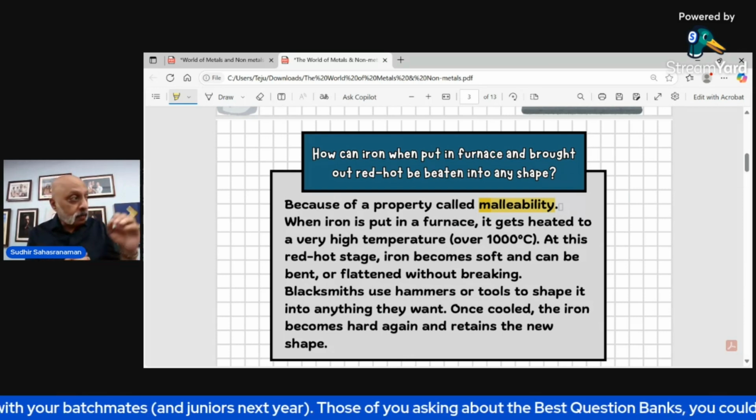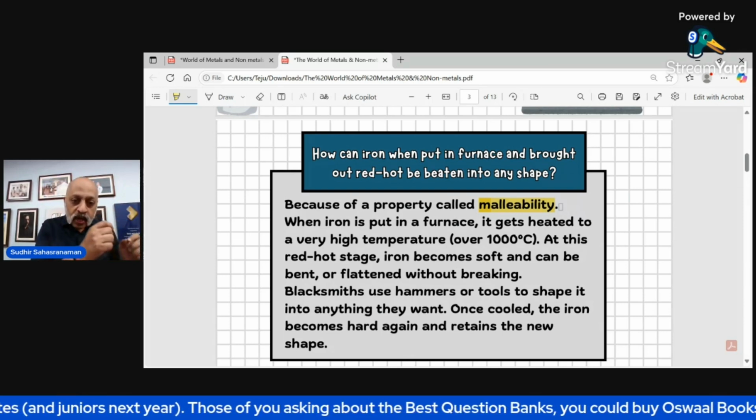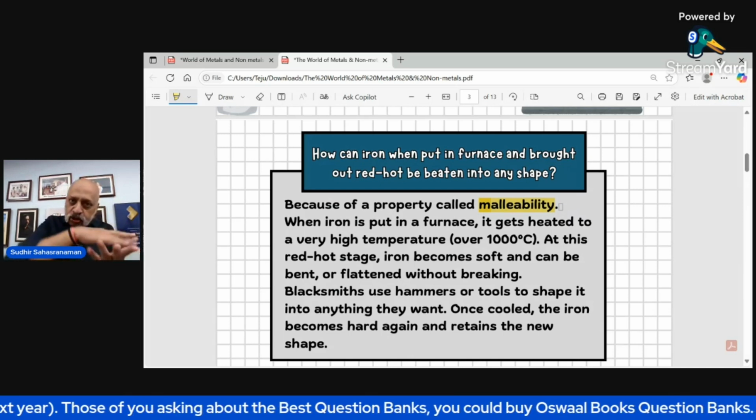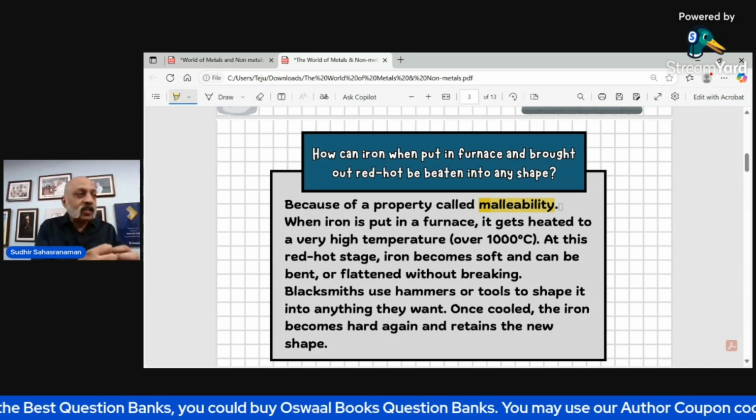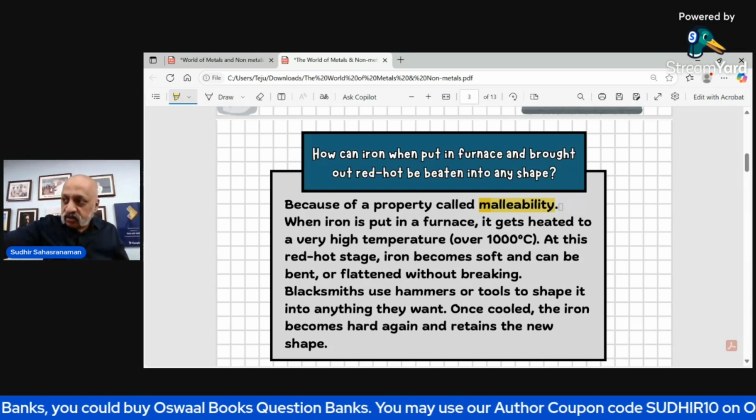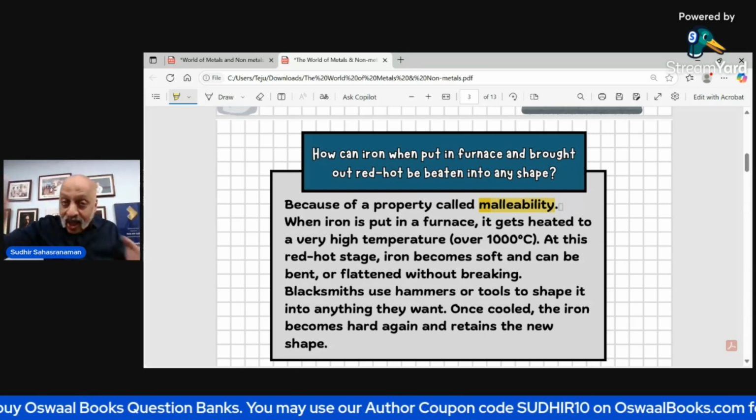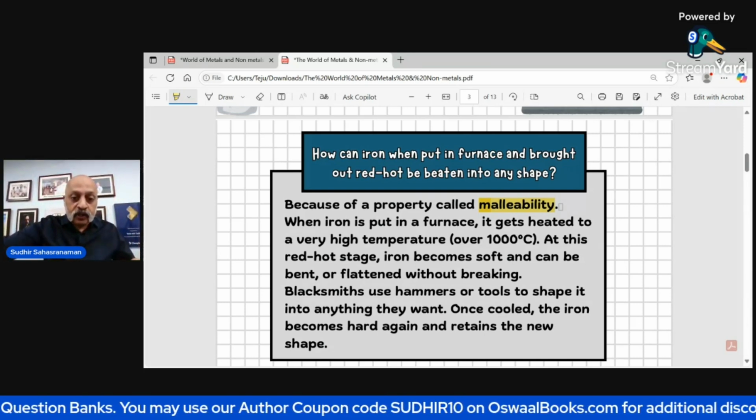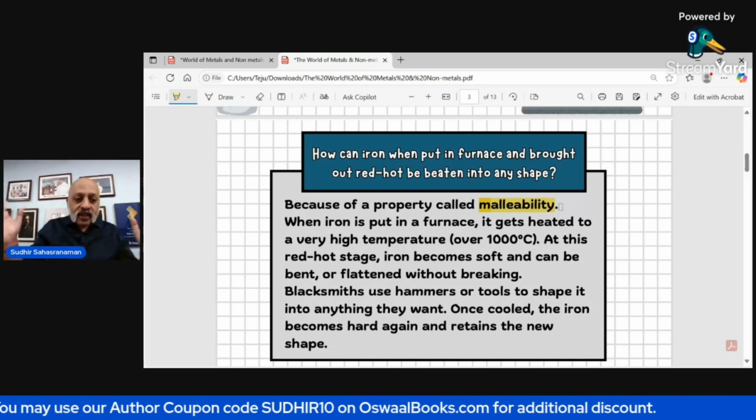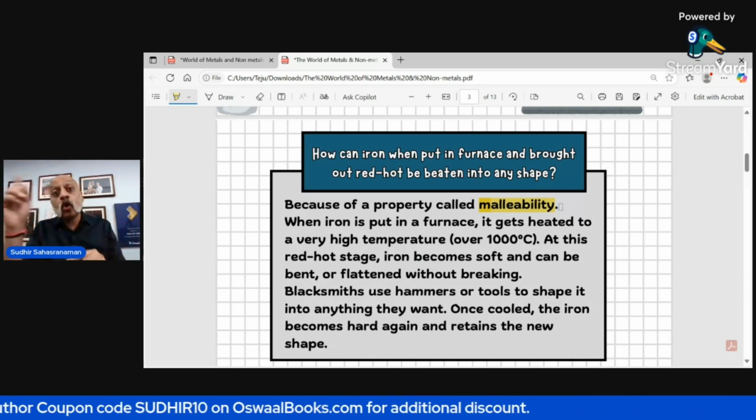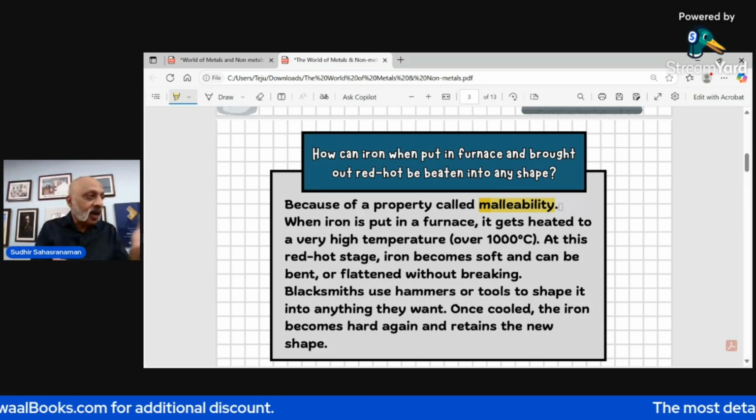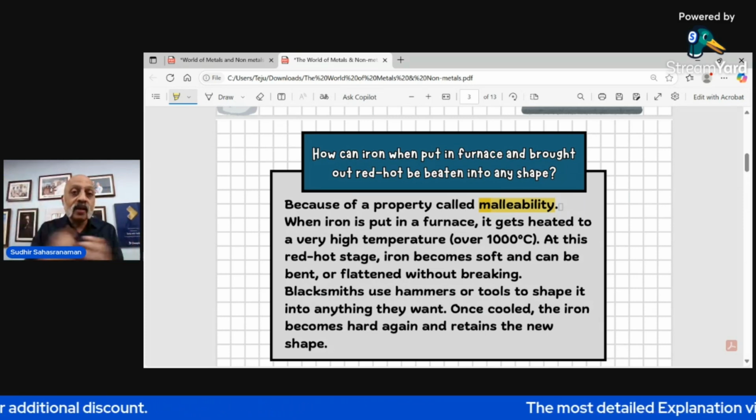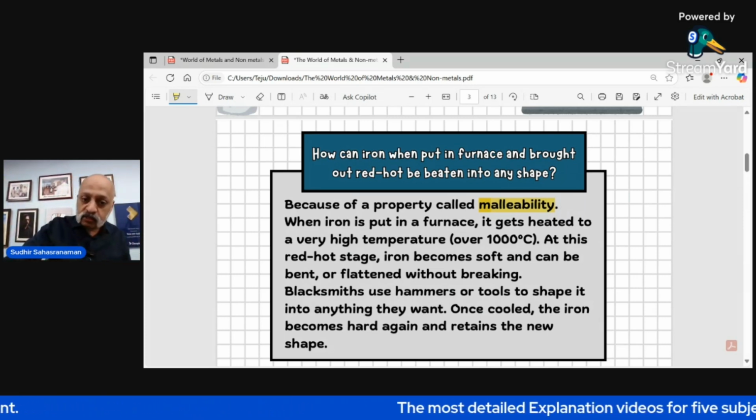And what ironsmiths and blacksmiths do is to use hammers or tools to shape it into any kind of shape. You want to make a hammer, it can be built into that shape. You want to make it like this. Now, this would have been made when it is red hot and made into this kind of a shape. And once it is cool, the iron becomes hard again, but it does not go back to its original shape. It retains the shape of whatever you have given, an implement or a utensil like this. Okay, I found this very interesting.